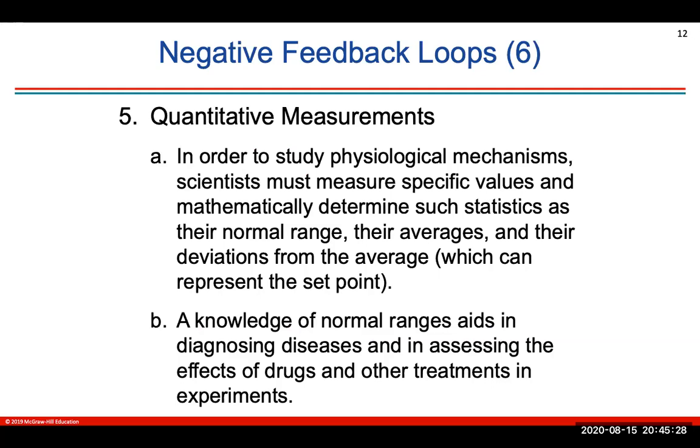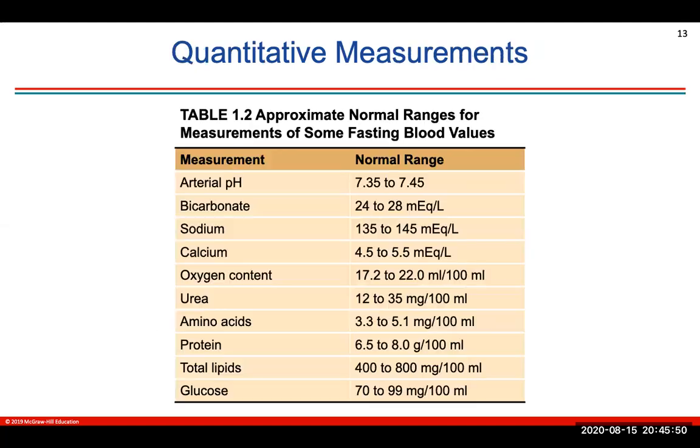Quantitative measurements: scientists must measure specific values and then determine the range, the averages, and their deviation from their averages. And again, the average is the set point, and the normal range would be the normal range of all values in a healthy individual. And this is important for diagnosing disease, but also assessing effects of drugs and other treatments and experiments.